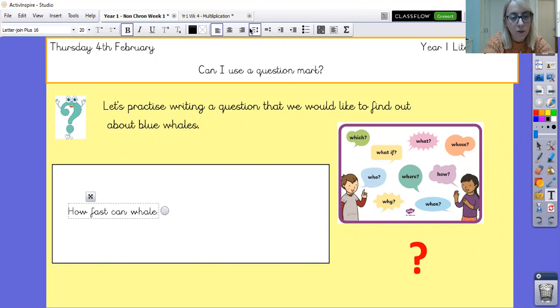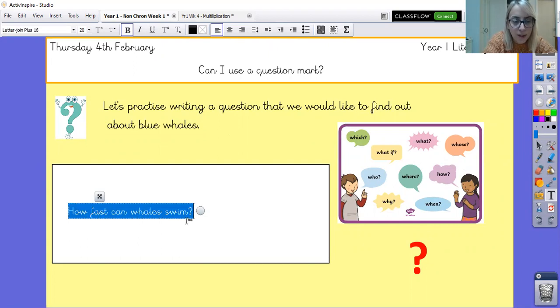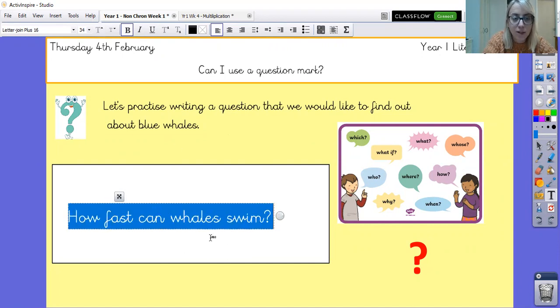can whales swim? Okay, what do I need to remember to include at the end of my question sentence, year ones? Of course, I need to remember to put a question mark. That shows everyone that you have asked a question. How fast can whales swim?